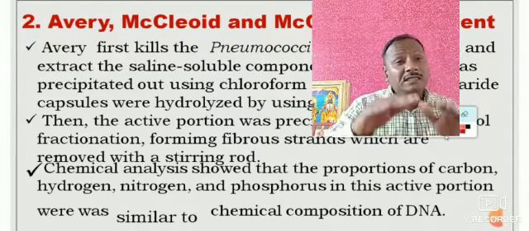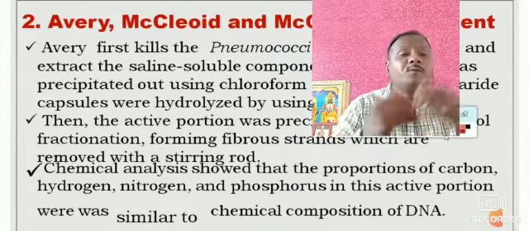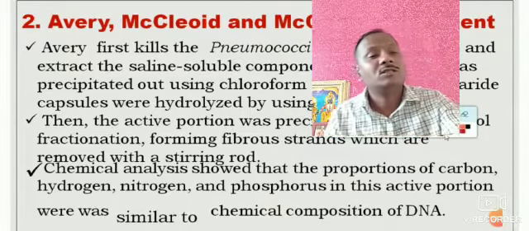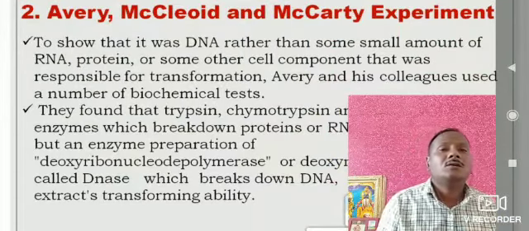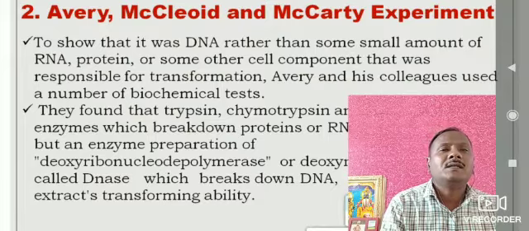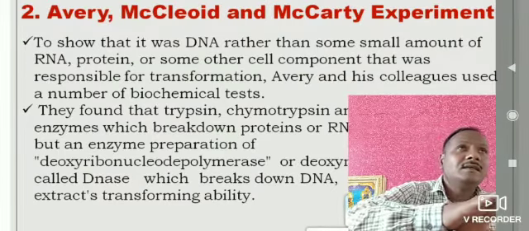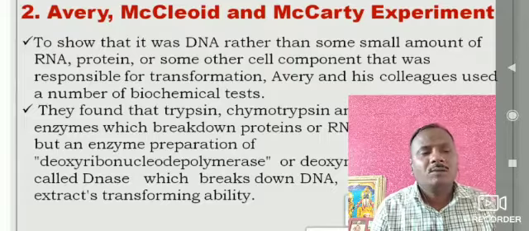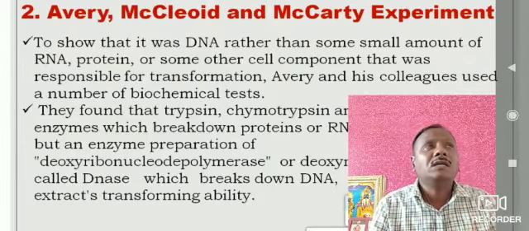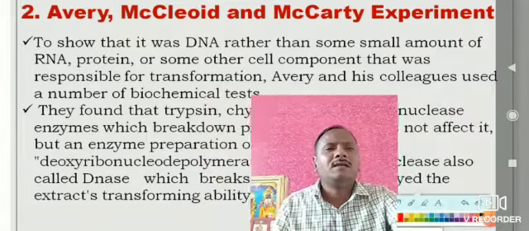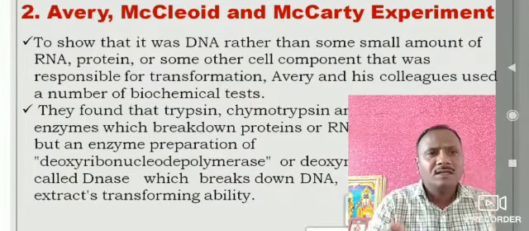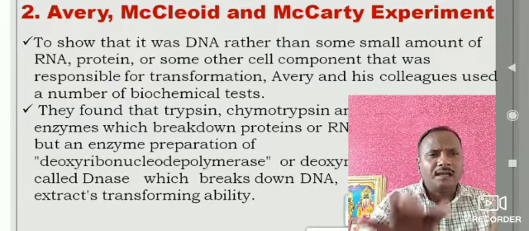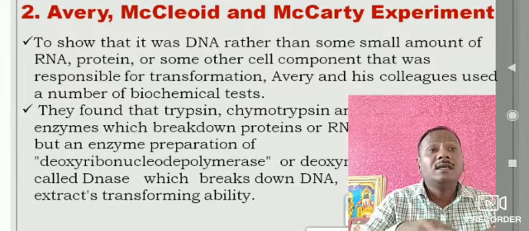With the help of this combination of components, they proved that this component is DNA, and DNA is responsible for the transformation process. In this experiment, other than DNA, meaning proteins, RNA or other cell components, are not responsible, because they used trypsin, chymotrypsin and ribonucleases. With the help of these enzymes they destroyed RNA and proteins, and even once they were destroyed, there was transformation.